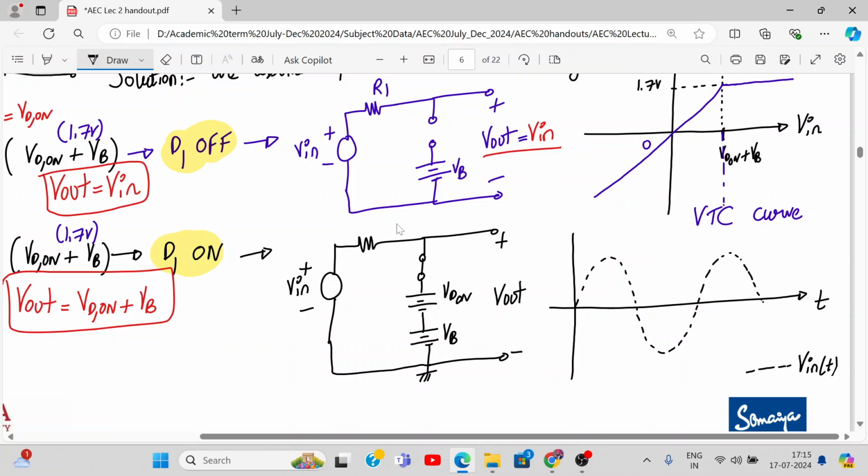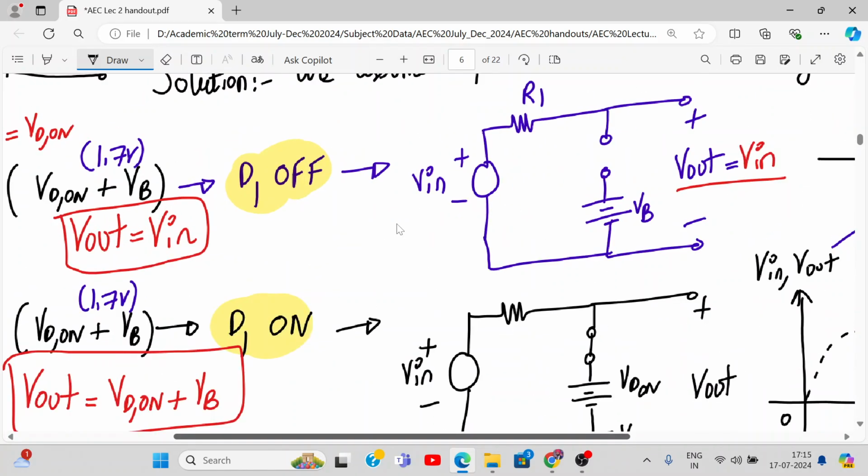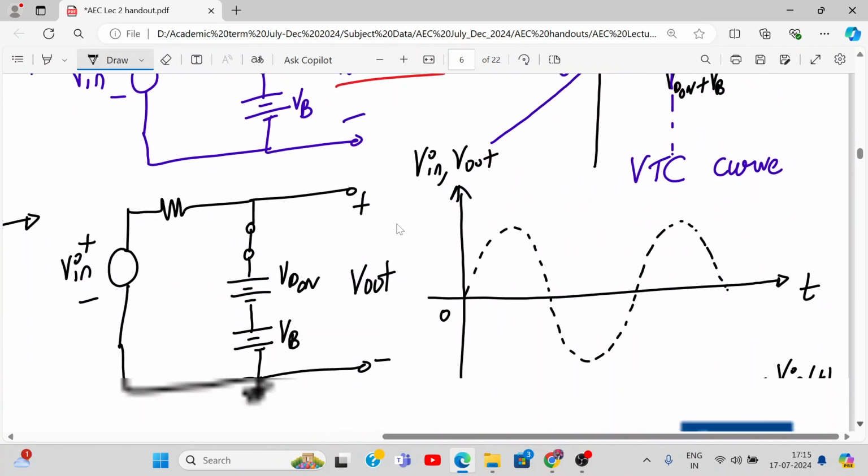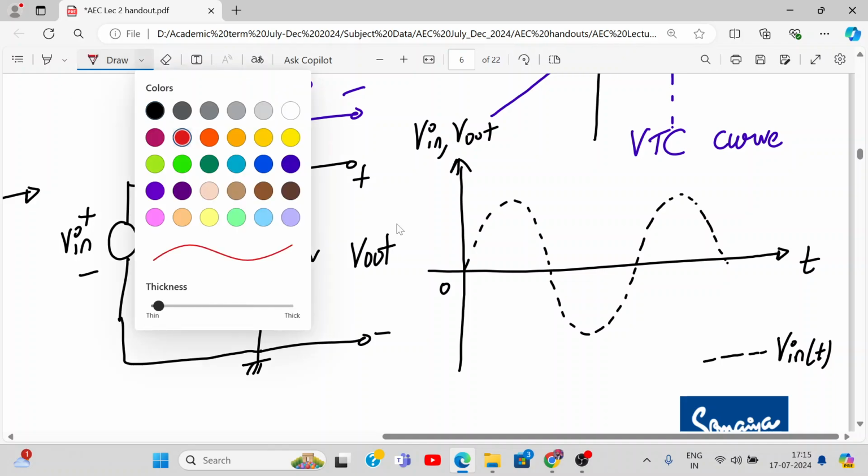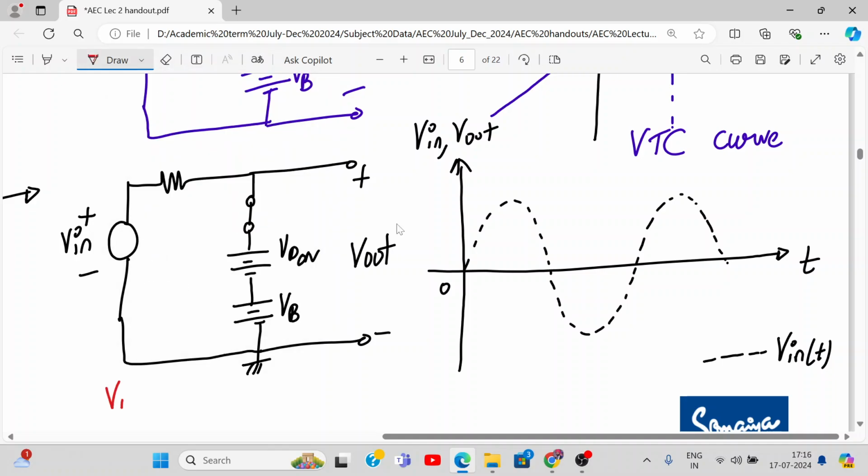V in of time. This can be V in and V out both. Now, what is V in actually given by mathematically? Can you tell me? V in is Vm sin omega t. That's what I'm asking. Correct? Sinusoidal signal. V in. Input output waveform. Now tell me what will I do?